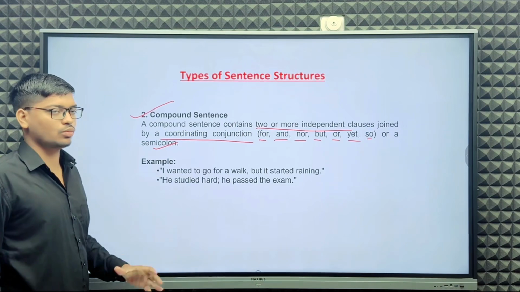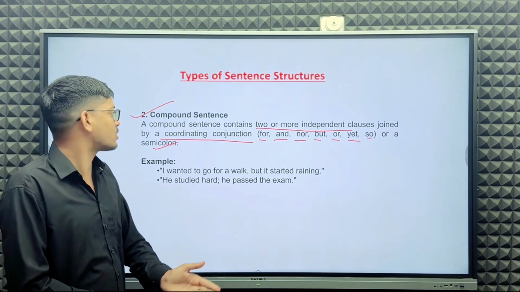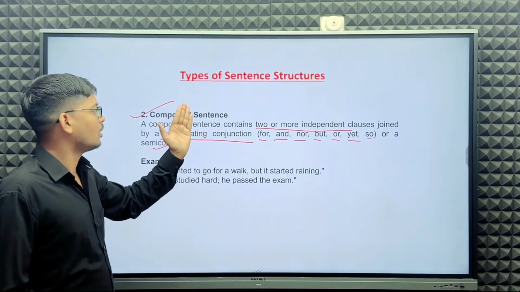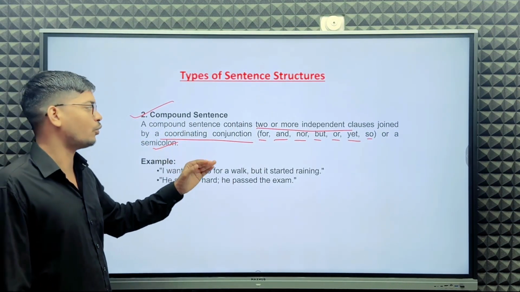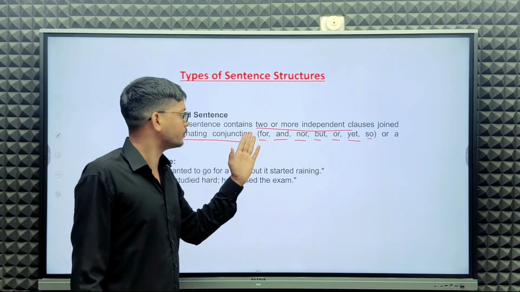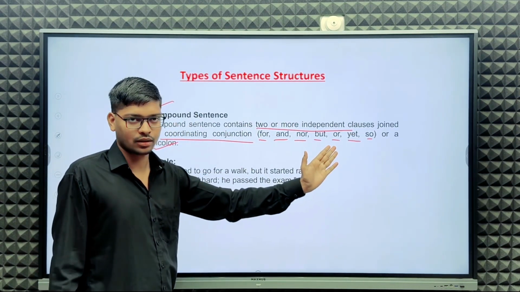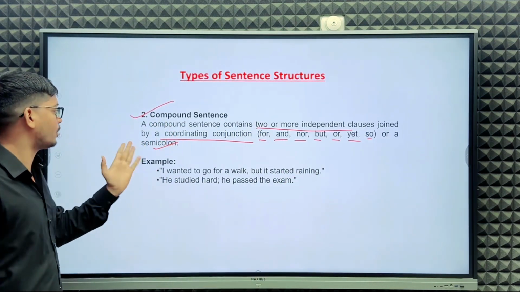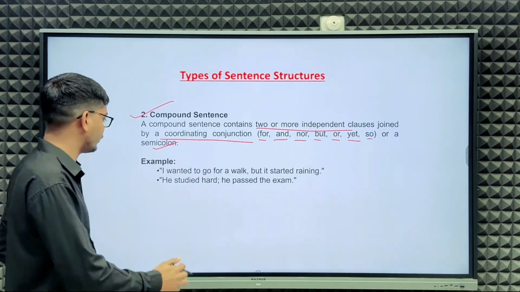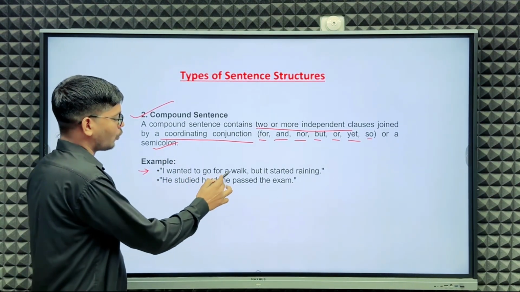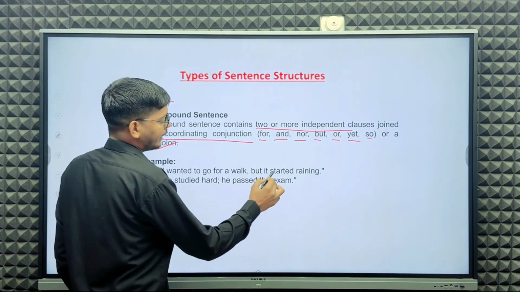So the definition of compound sentences: they contain two or more independent clauses joined by a coordinating conjunction, for example for, and, nor, but, or, yet, so. They are all coordinating conjunctions, or a semicolon. Here is an example of a compound sentence. First example: I wanted to go for a walk, but it started raining.